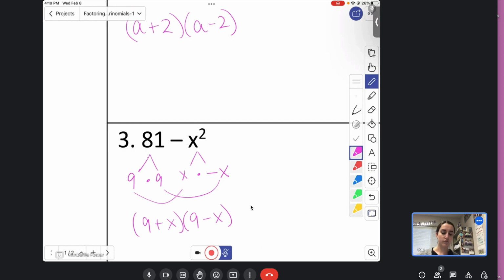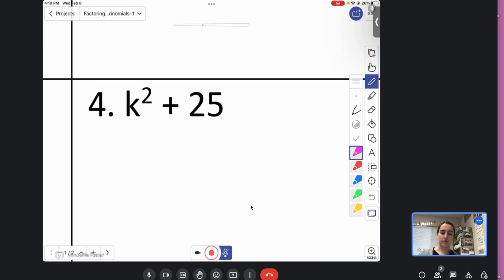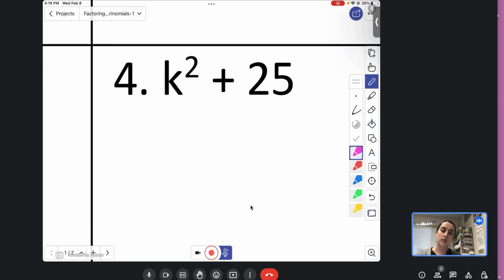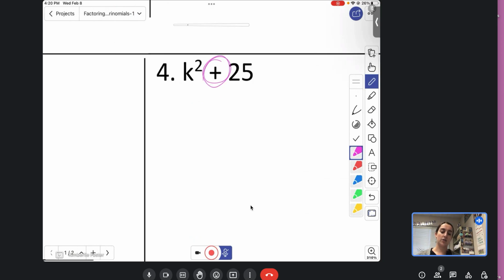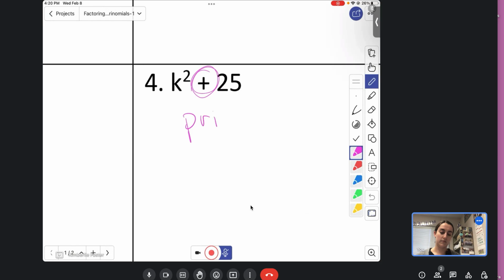Okay. What about number 4? Can we factor number 4? K squared, that's something being squared, right? 25, we know 25 is 5 squared. But remember, it has to be difference. This right here, the plus in between, tells us this can't be factored. Okay, when something can't be factored, we call that prime. Prime means not factorable.